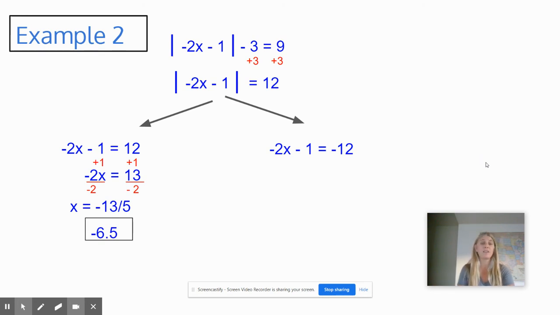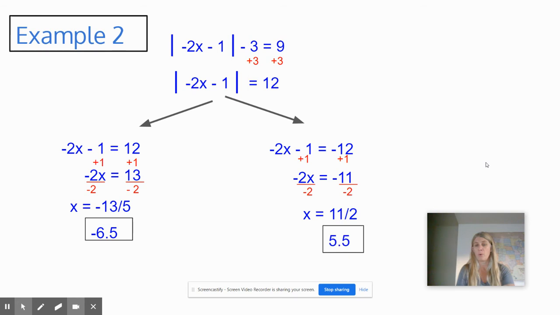You'll be able to leave it as a fraction or as a decimal. For our one on the right, we're going to add 1 to both sides. Negative 2x is negative 11. Divide both sides by negative 2, and x is equal to 11 halves, or positive 5.5. So our answers for this problem are negative 6.5 or 5.5.